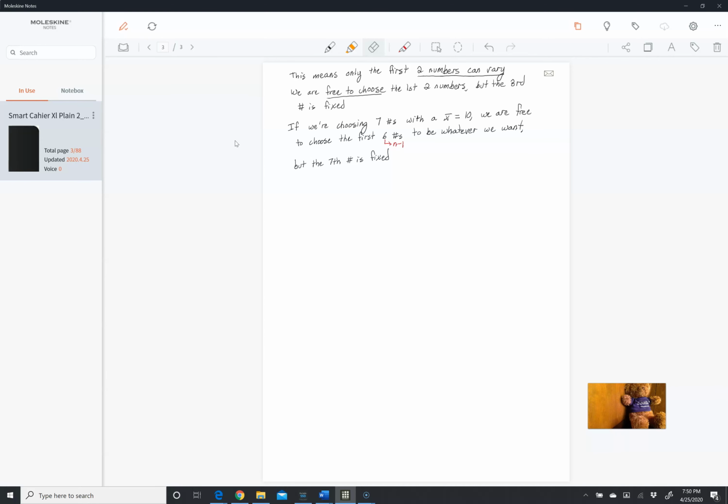Because we know that the sum of the numbers has to be the sample size times 10, right? Sum of the numbers over the number of numbers is equal to the mean. We know that because that's how we find the mean. So the first 6 numbers are completely up to you. The 7th number has to be fixed. So that's why we say that the degrees of freedom is n minus 1, okay? That's what we're doing.